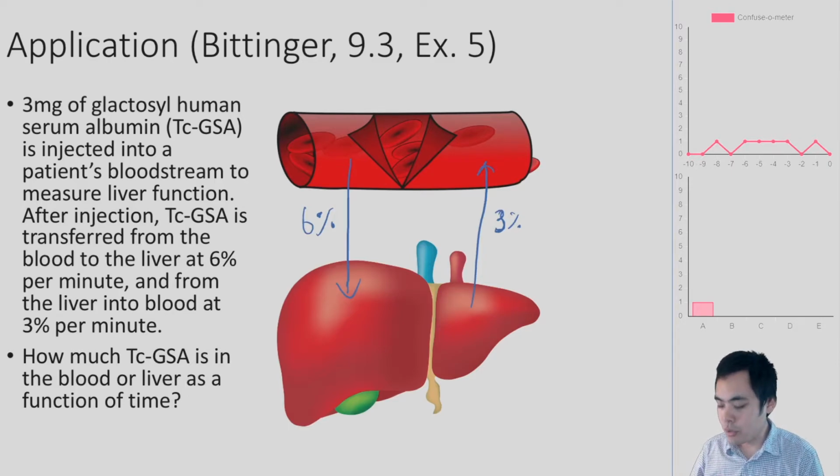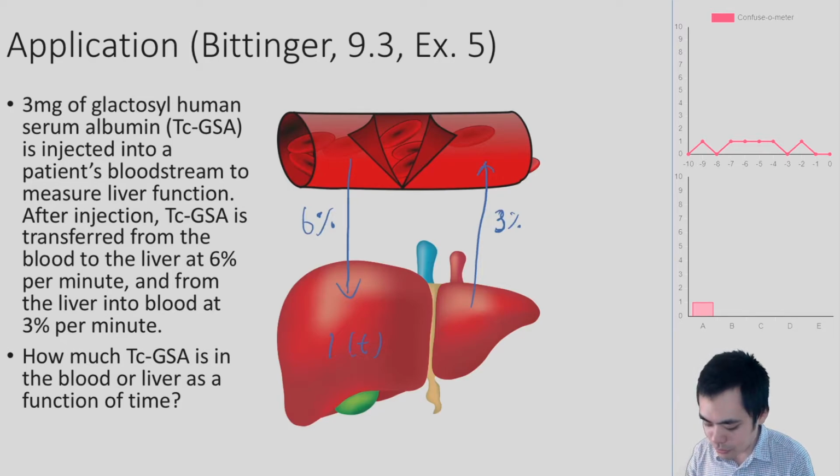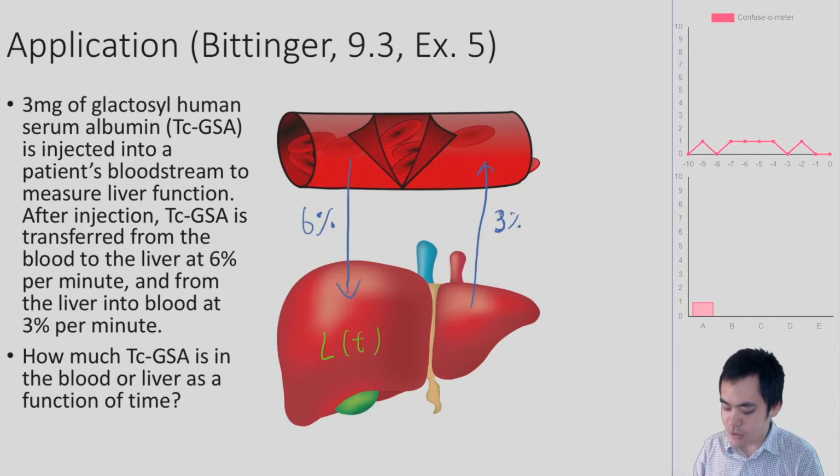So one thing you can do is you can assign different variables. So let's say this is L of t. L of t is the amount of, let me use a different color that shows up a little bit better. So this is the amount of TCGSA in the liver, and we have the amount of TCGSA that's in the blood.